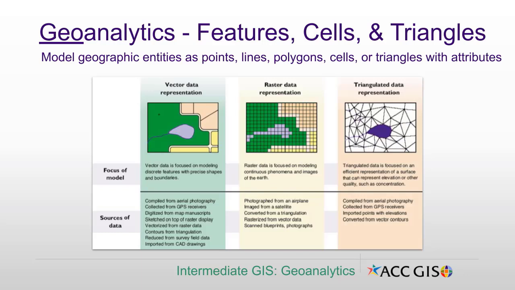Raster data is great at representing continuous phenomena like land cover. In this case, for example, grass or water. Last, triangulated data is great at representing elevation or concentration. In this example, where and how much water might flow over a surface into a nearby stream or lake.